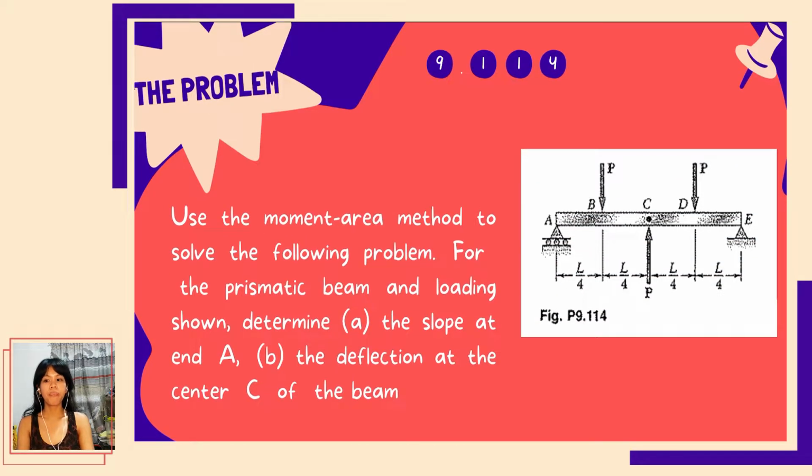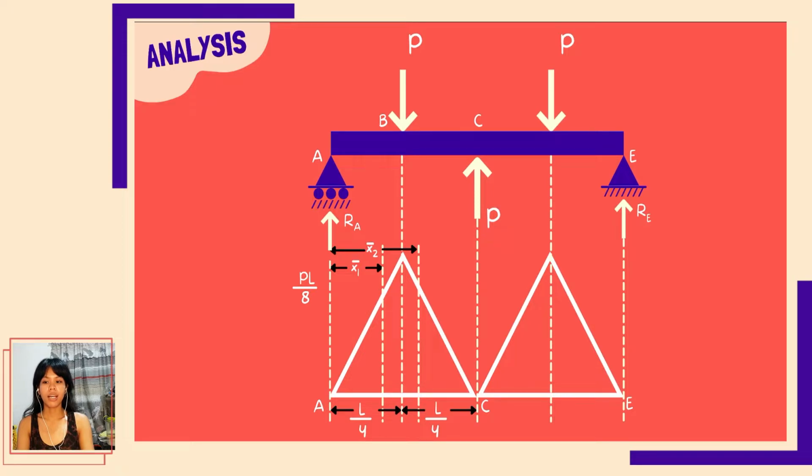So, problem 9.114 states: use the moment area method to solve the following problem. For the prismatic beam and loading shown, determine θA, the slope at end A, and yC, the deflection at the center C of the beam. I will start off by constructing a free body diagram, a shear, and a bending moment diagram. It's already constructed in this slide.